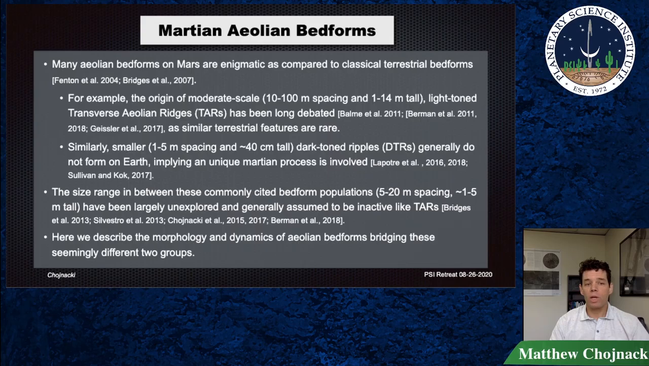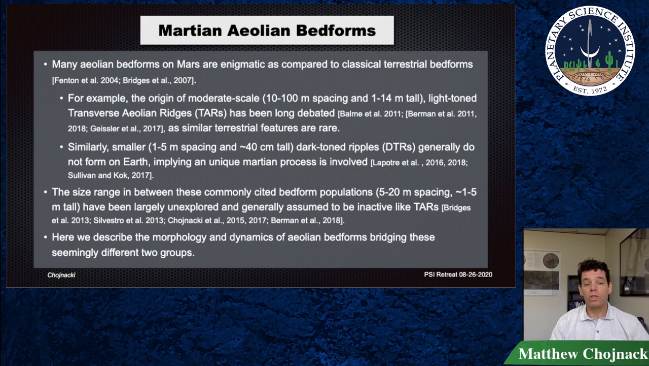So many Aeolian bed forms on Mars are enigmatic as compared to classical terrestrial bed forms. For example, the origin of moderate scale light tone transverse Aeolian ridges has been long debated, as terrestrial features are rare. We see smaller dark tone ripples on dunes on Mars that generally don't form on Earth, implying a unique Martian process is involved. But the size range in between these commonly cited bedform populations has largely been unexplored and generally assumed to be inactive like transverse Aeolian ridges.